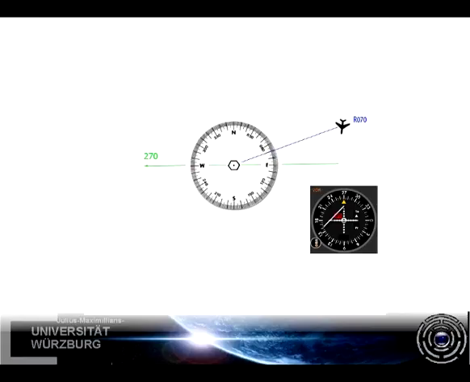So what does the CDI tell us? For one, based on the radial we are currently on, the to from indication on the right side of the inner part of the CDI shows us whether we are already crossed the station or still have to fly towards it.